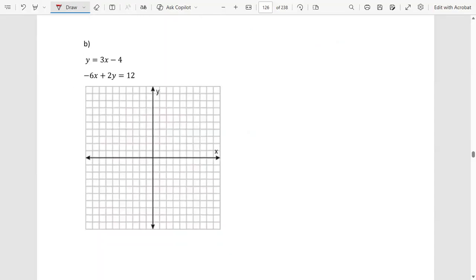We want to use the graphing method, okay? So the first equation is in slope-intercept form because y is by itself, so it's ready to graph. And I know that the slope of this line is 3, and the y-intercept is -4, so I can start with it.